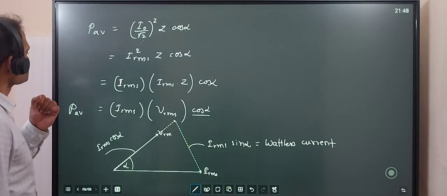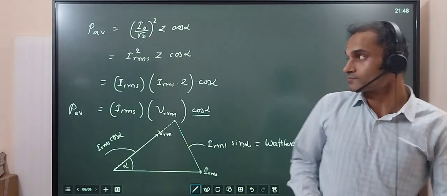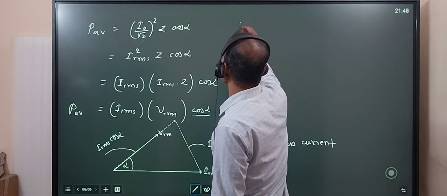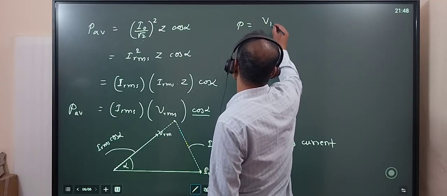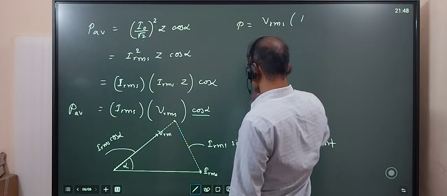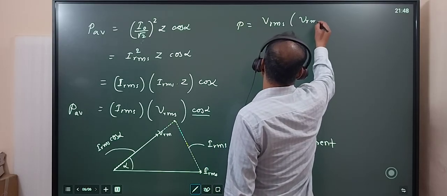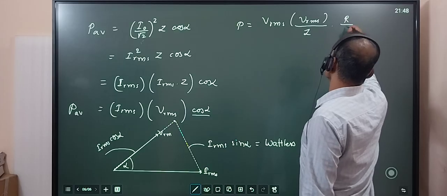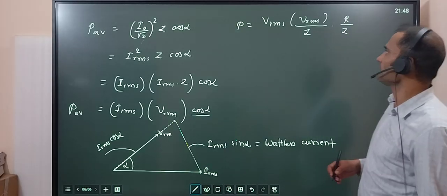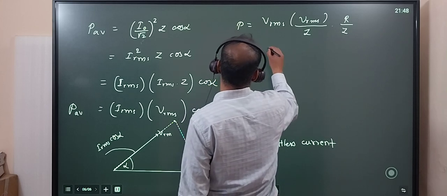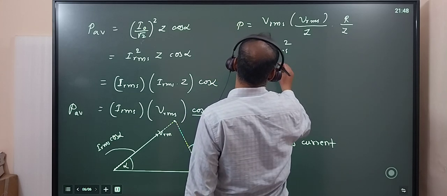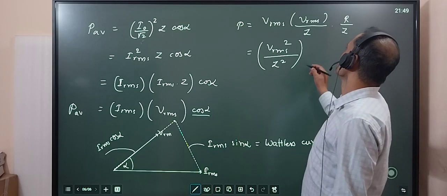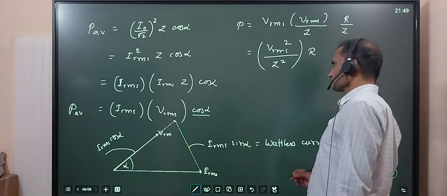Now, let us write things. Okay, so P can also be written this way: VRMS, I will be VRMS by Z, and cos alpha will be R by Z. So power dissipation can also be written like this: VRMS the whole square by Z square, into R. This is basically IRMS the whole square into R.